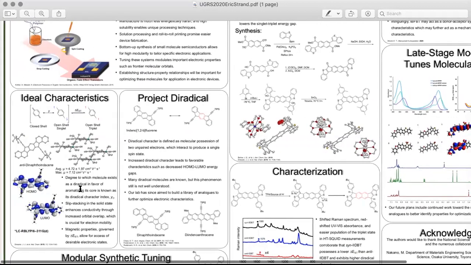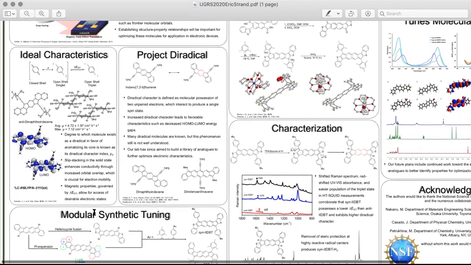So what are some ideal characteristics, right? Well, we want to have a molecule exhibit high diradical character, right? Because we can decrease those HOMO-LUMO energy gaps. But we also want to facilitate efficient stacking in the solid state, so you can have enhanced conductivity through orbital overlap or other physical characteristics. So that's really what we're looking for in an ideal organic semiconductor.